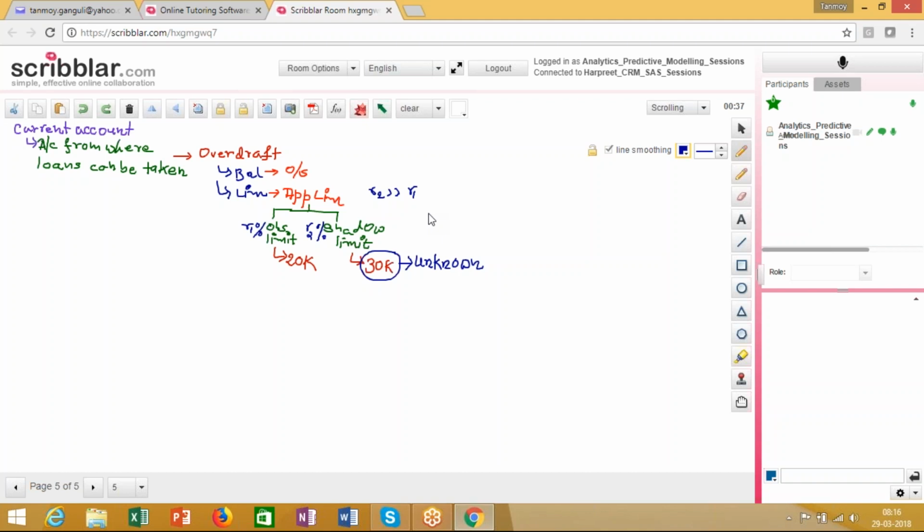Given this behavior, we can say that up to the observed limit the bank charges a given rate of interest, and the difference between the observed and the shadow limit, that excess added amount, is charged at a higher rate of interest. This is something that should be very clearly understood at this point.